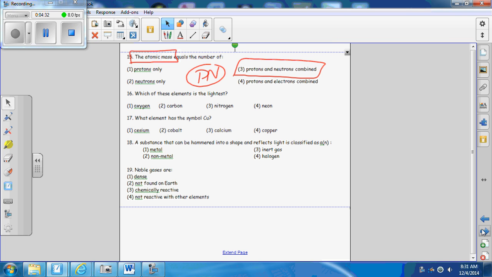All right, which of these elements is the lightest? In order to figure this out, you had to physically look on the periodic table, make observations of atomic mass. Oxygen has an atomic mass of 16, carbon 12, nitrogen 14, and neon has an atomic mass of 20. So the lightest element would be what?